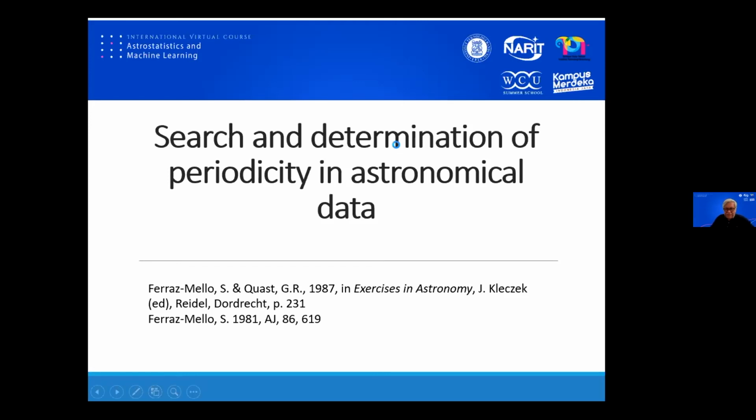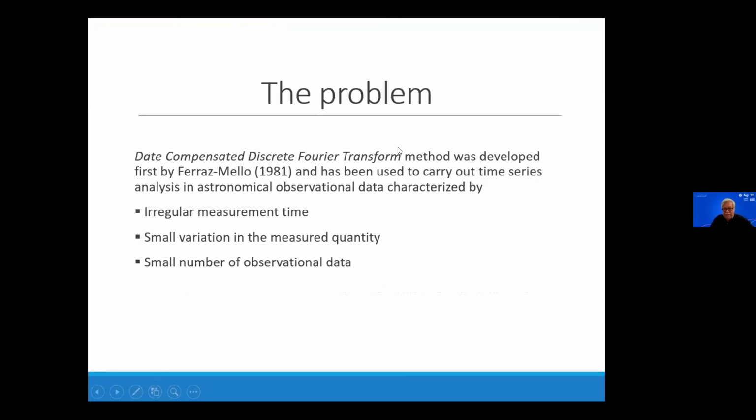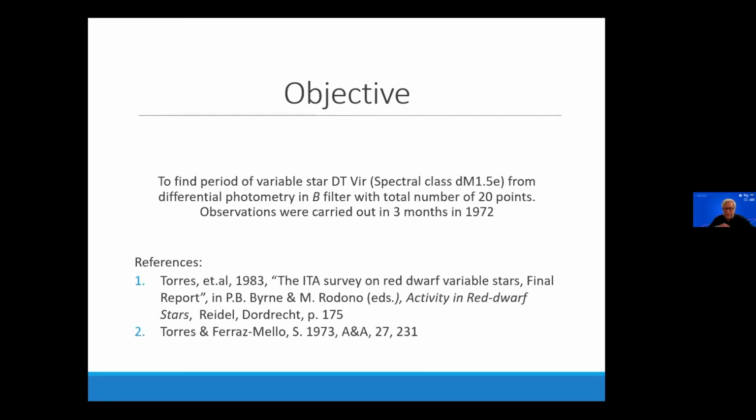Okay, so the problem that I'm giving here is the date compensated discrete Fourier transform, the one that I showed you. It was developed first by Ferraz Mello, 1981, and has been used to carry out time series analysis in astronomical observational data, which is characterized by irregular measurement times, small variation in the measured quantity, and a small number of observational data. The number of data, do not be surprised, is only 20 that I'm going to give you. 20 points of differential photometry.